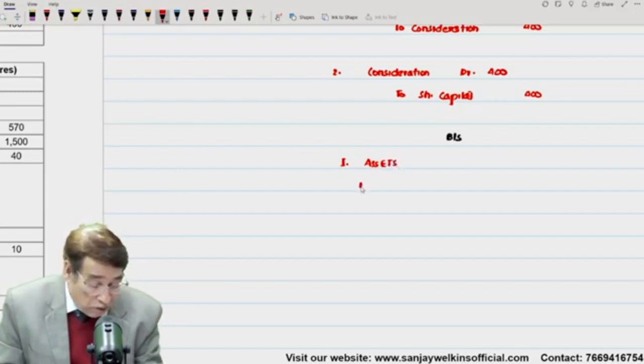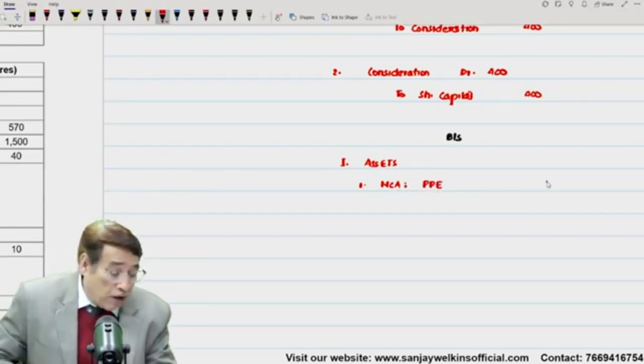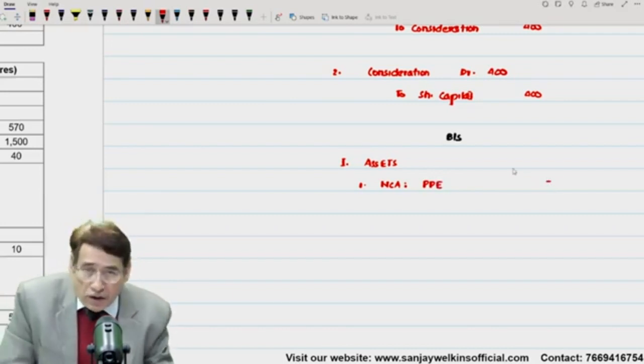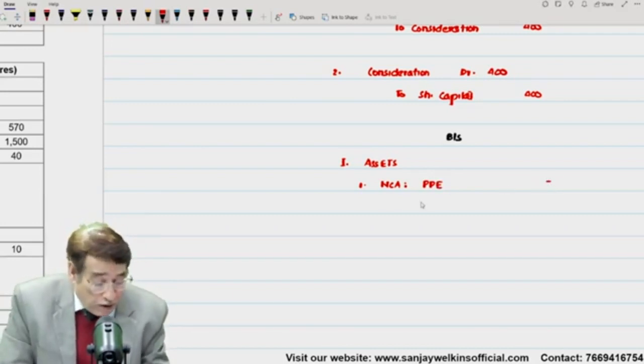Under the asset, I am going to write non-current asset. Under the non-current asset, I am going to write property, plant and equipment. Unfortunately, this entity is not taking over any property, plant and equipment. However, it is taking over investments.